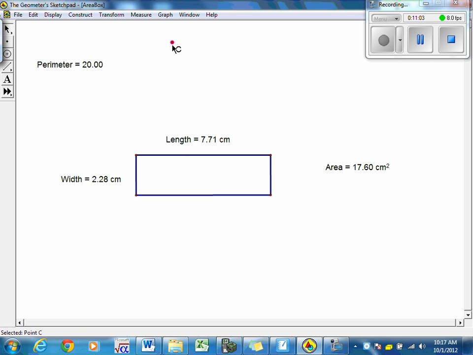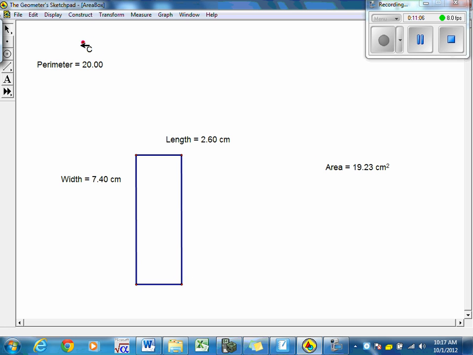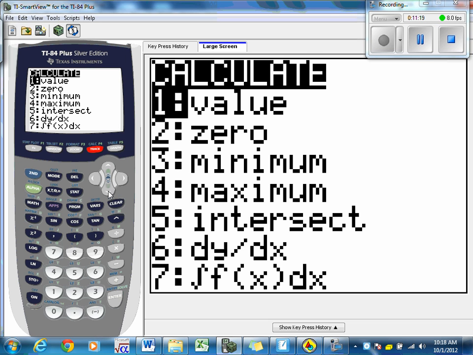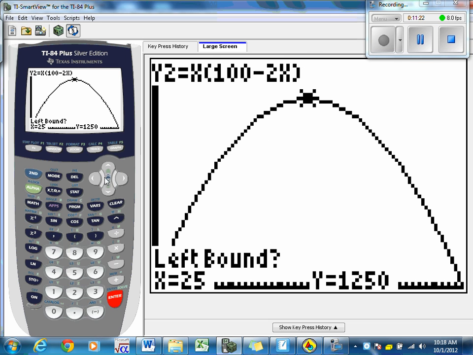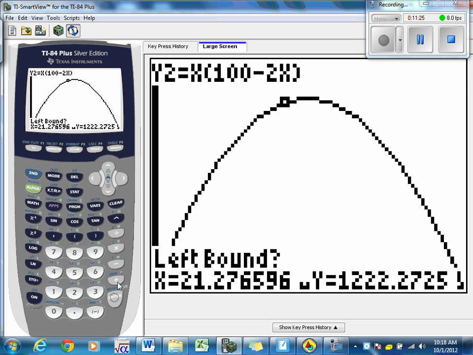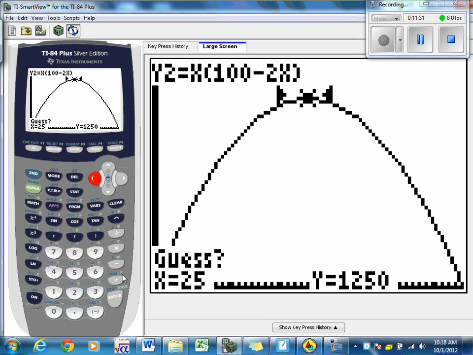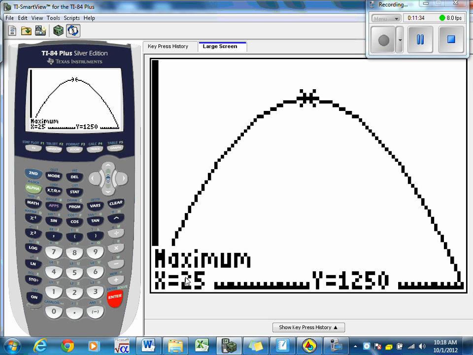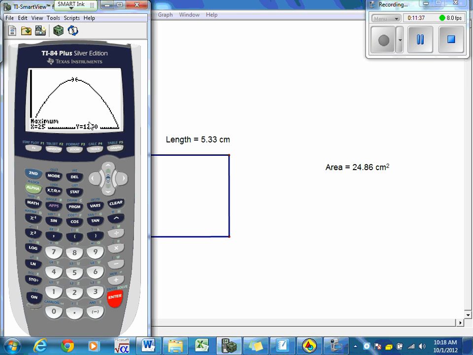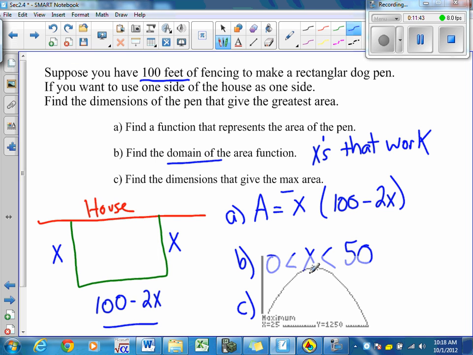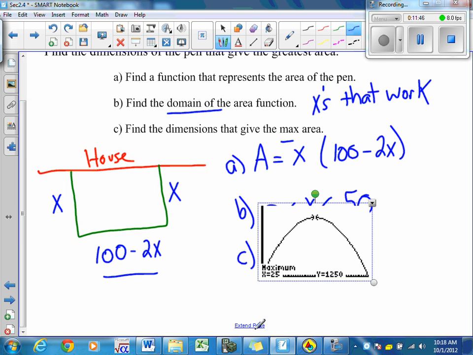And I go a little bit to the left, hit enter, a little bit to the right, hit enter, go back and guess, hit enter, and there's what I get. My maximum is there. So let's bring that over here, and let's blow it up a little bit. So I get to that. Now, what does that mean? That means my maximum x of 25 goes right there.